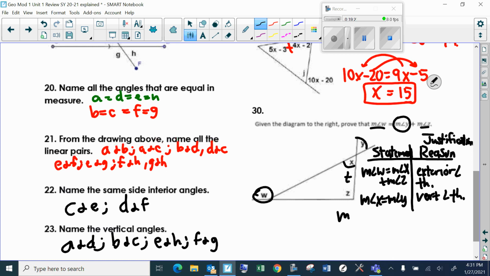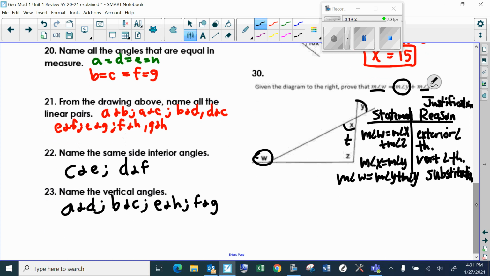And now I can say the measure of angle W, which is always your last step. Whatever you're trying to prove is always your last step. You write it exactly as they give it to you. So measure of angle Y plus measure of angle Z, and that's going to be by substitution. I substituted that Y in for the X. Okay, so that's substitution, and there'd be a little mini proof. You're not doing that yet, but there it is.